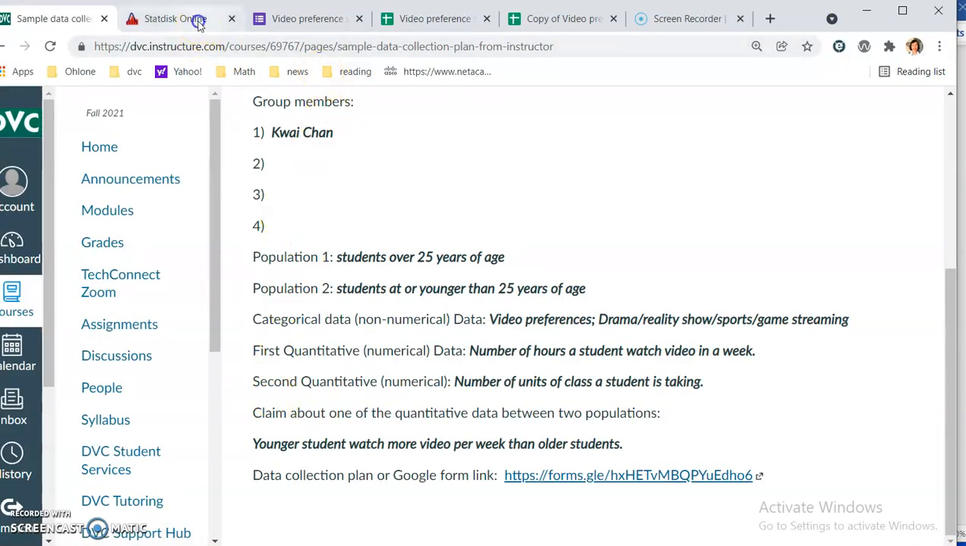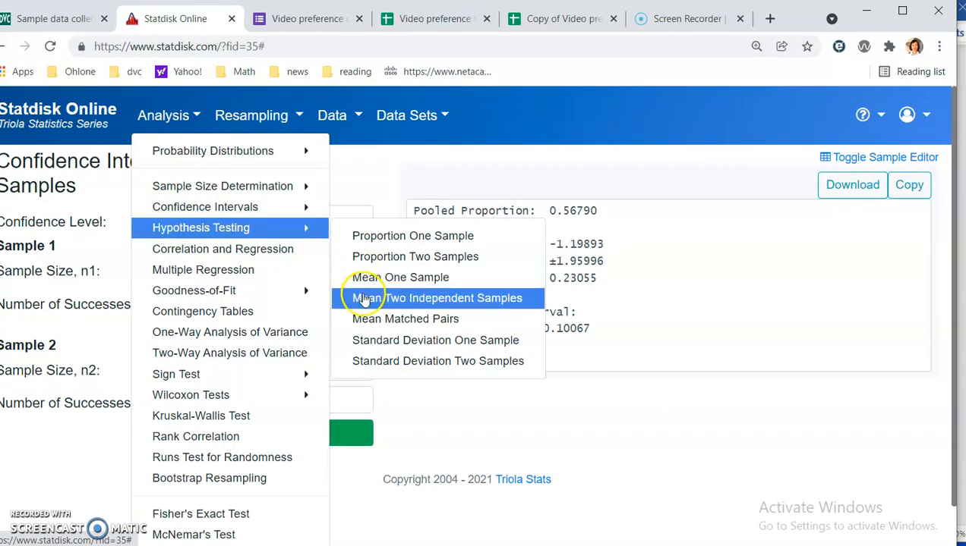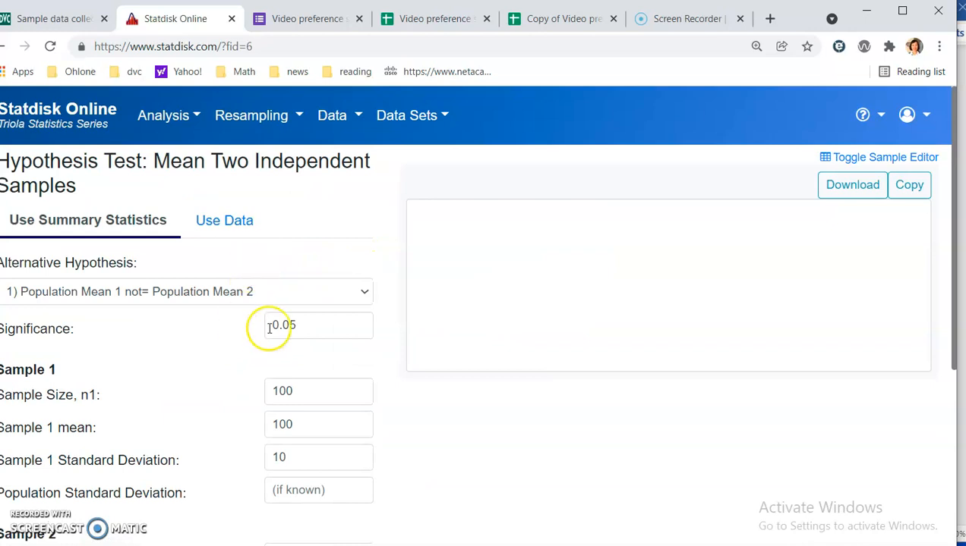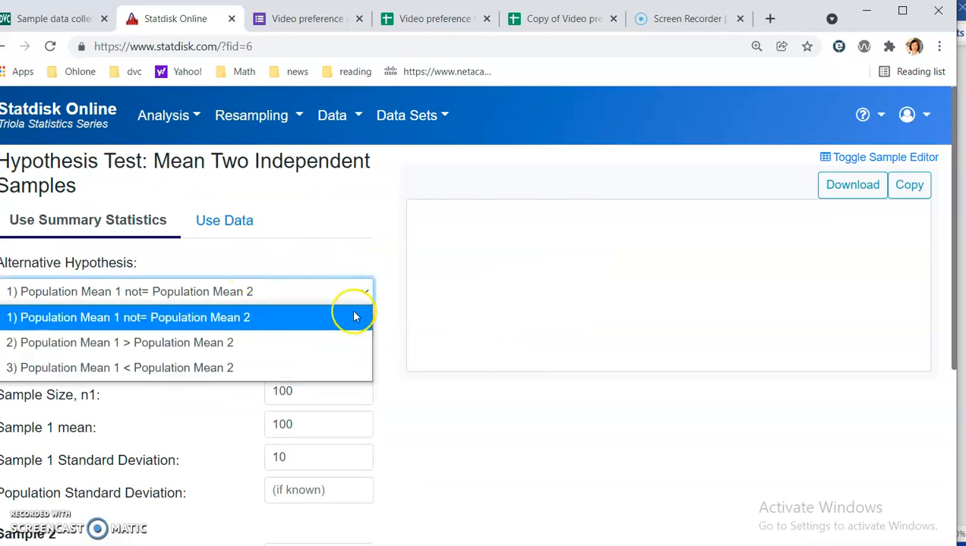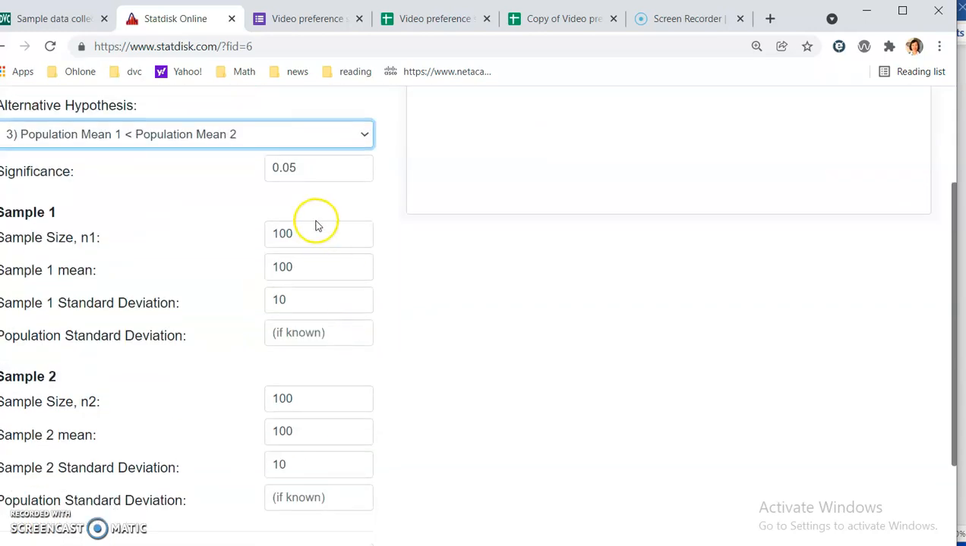So switch to StatCrunch online, we'll do analysis hypothesis test mean two independent samples. And I have to do population 1 mean is less than population 2 for my claim. Okay, so I'm going to do the input. This is 18.